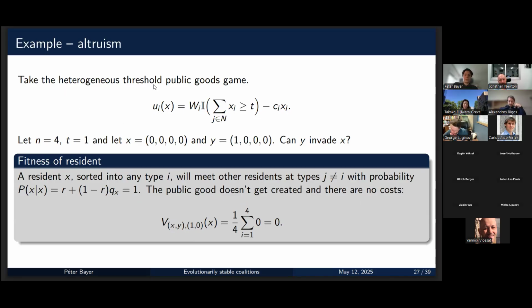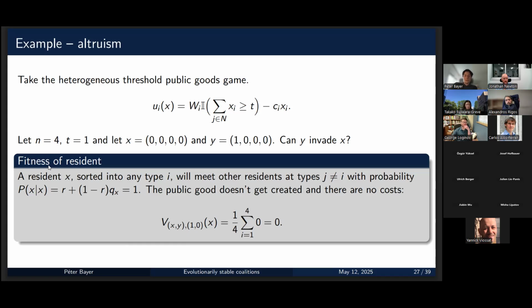Okay, so take this heterogeneous public goods game. Okay, n equals 4. We have 4 players. For now, let t be 1. So one player can already form the public good and can give everyone the benefits. And I'm just looking at what is the invasion condition. When does this 0, 0, 0, 0 strategy get invaded by the 1, 0, 0, 0 strategy? As type 1, this player will contribute. As types 2, 3, and 4, the mutant and the resident both don't contribute.